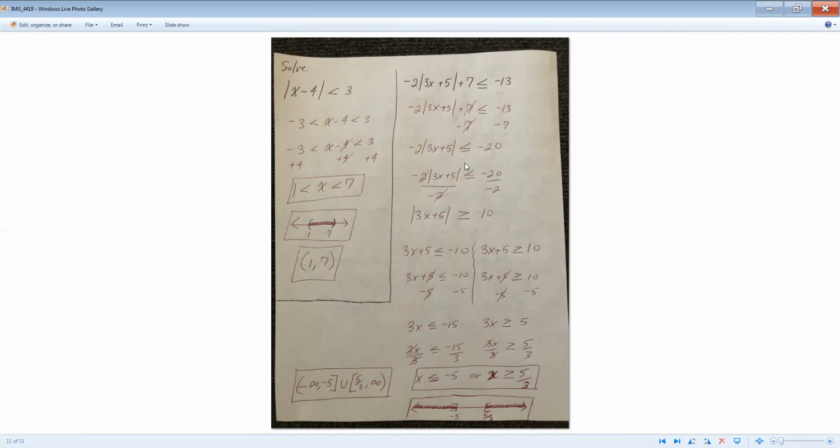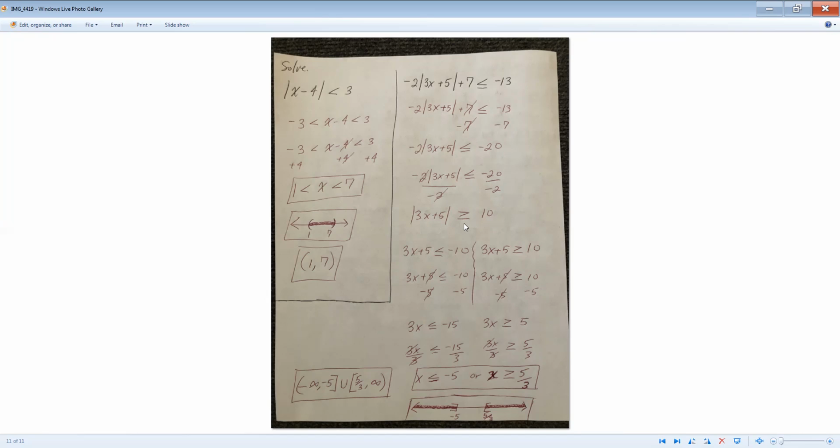Then divide by negative 2. Divided by negative 2, cancel on the left, and negative 20 divided by negative 2 will give you a positive 10. But also don't forget whenever you're dividing or multiplying by a negative, you need to change your inequality. So we go from less than to greater than. So now we have the absolute value of 3x plus 5 is greater than or equal to 10.